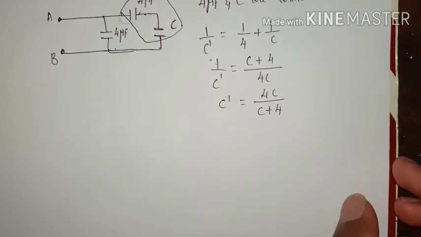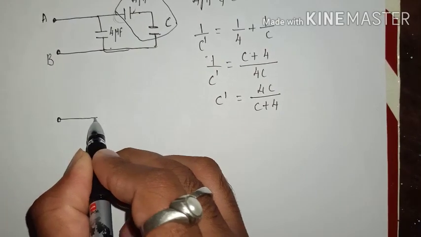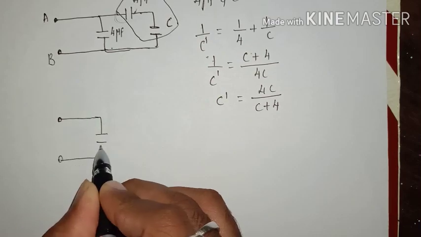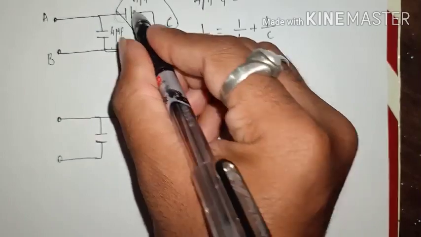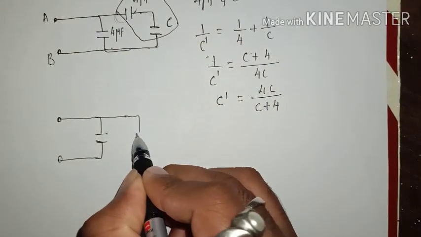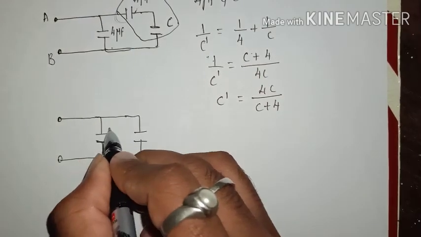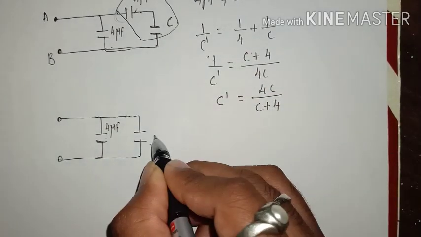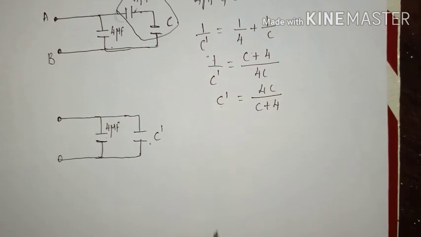Okay, so now what will be the equivalent circuit? The circuit will become capacitance, and now the equivalent capacitance we already got here. So then it is connected in parallel, and this is 4 microfarad, and this one is how much? C dash. Correct? Equivalent. So here we got.